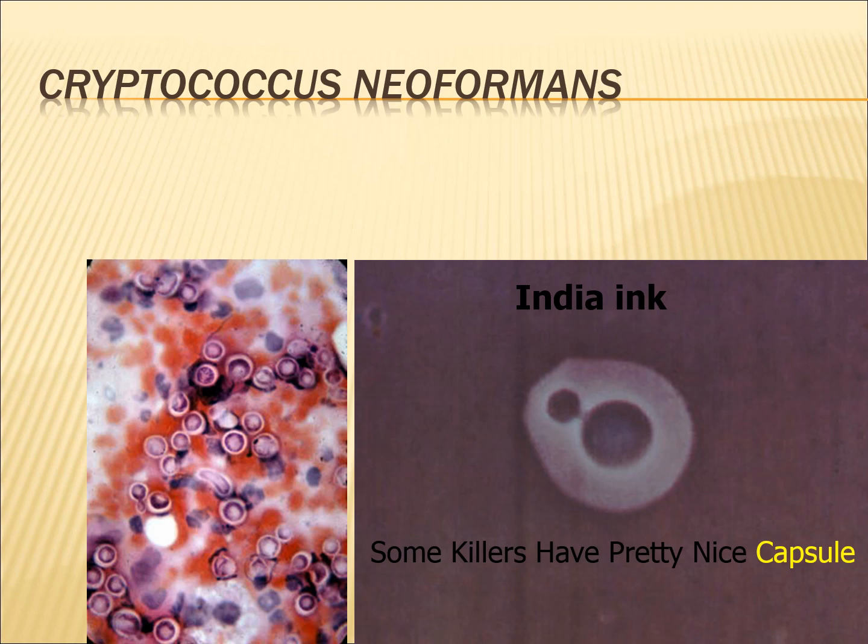The main characteristic feature of this fungus is that it is an encapsulated fungus, so it is surrounded by a capsule. It can be isolated from the CSF because it causes meningitis. The capsule can be detected by using a special stain called India ink.